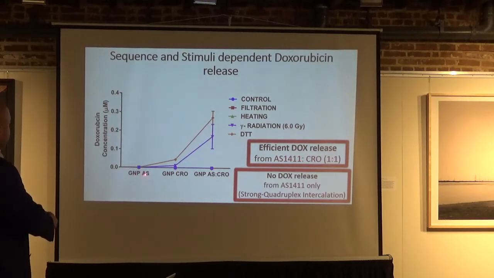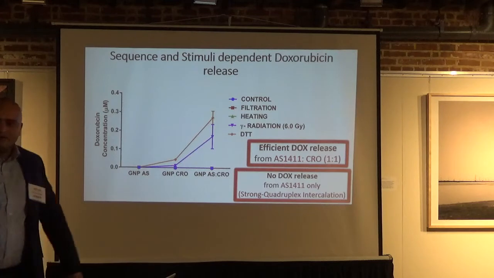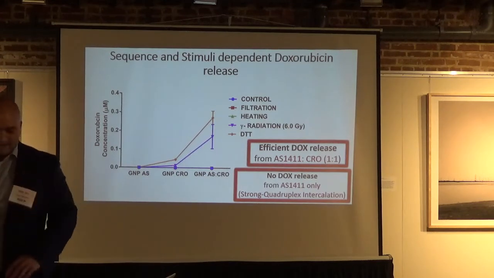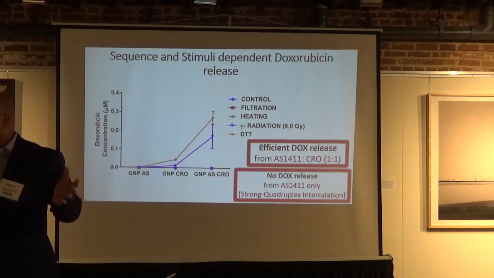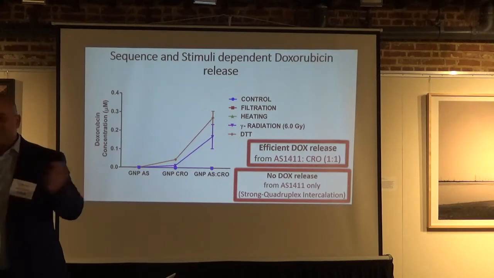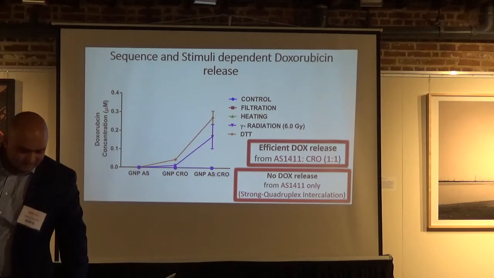If I coat it with the anti-cancer aptamer or the control ones, almost nothing happens. But if you take a 1-to-1 ratio, something synergistic happens and it releases the doxorubicin in a very good manner. That's the innovation. That's what we found out playing around with this concept for the last 2 years.